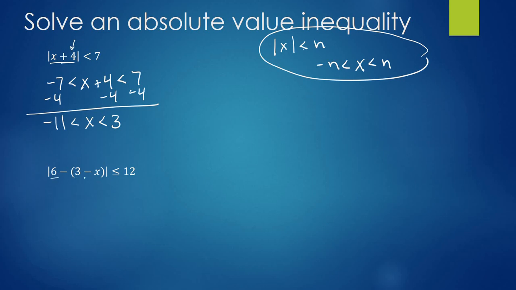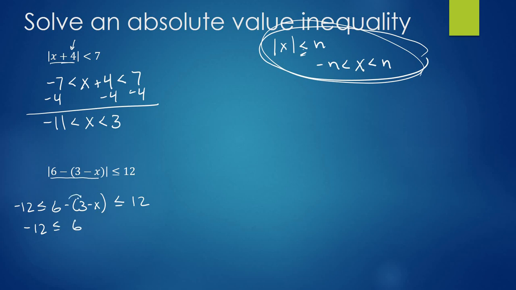Okay, let's look at this one. Again, this whole expression is less than or equal to 12 units away. So 6 minus 3 minus x is less than or equal to 12, but greater than or equal to negative 12. Remember, I'm following this model for any less than inequality. So the middle part I need to do some work on. Negative 12 is less than or equal to 6. Remember, when we distribute that negative sign, it changes both of the signs.